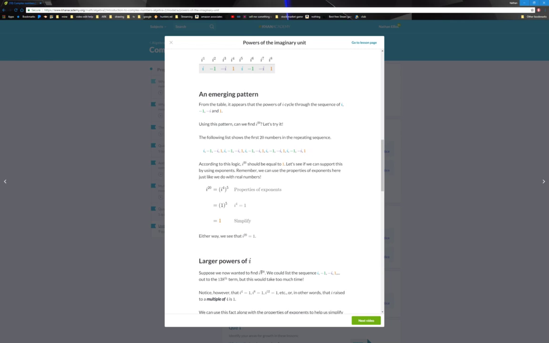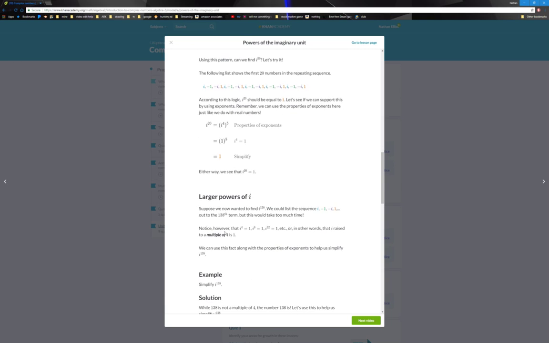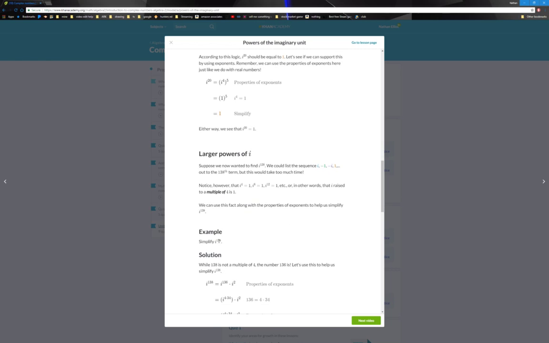So let's suppose we wanted to find out i to the 138th. Well, we could list i, negative 1, negative i, 1 out to the 138th, but that would take too long. But i to the 4th is 1, i to the 8th is 1, i to the 12th is 1. So every time we raise i to a multiple of 4, it is 1. So we can use this fact along with the properties of exponents.